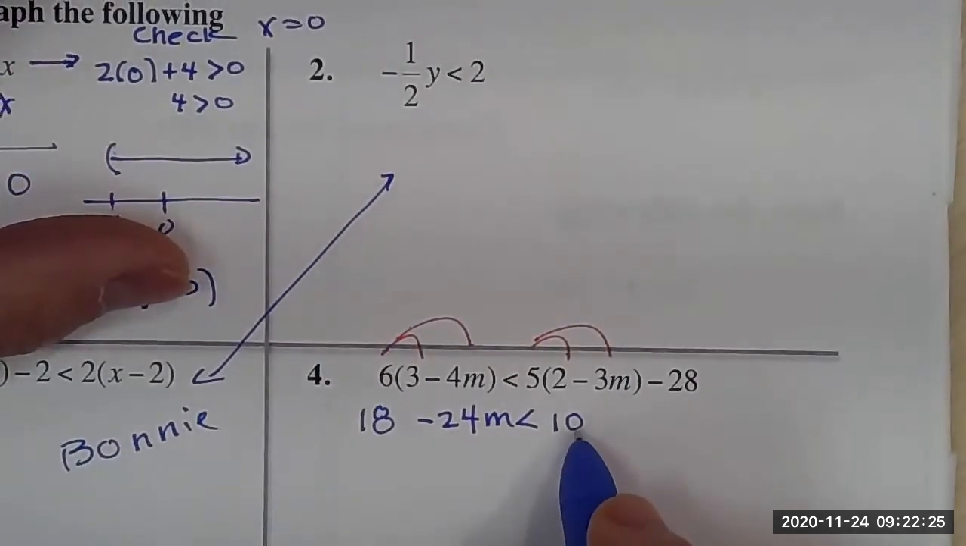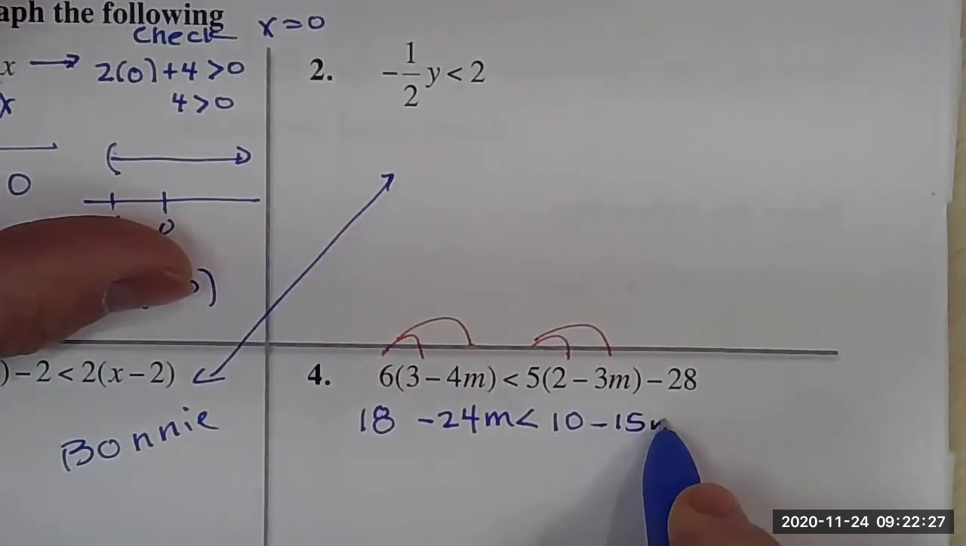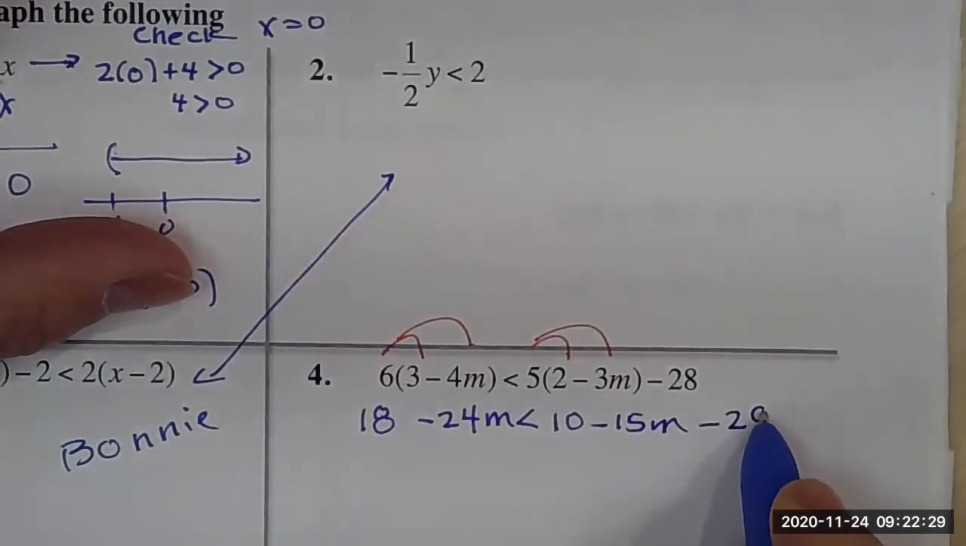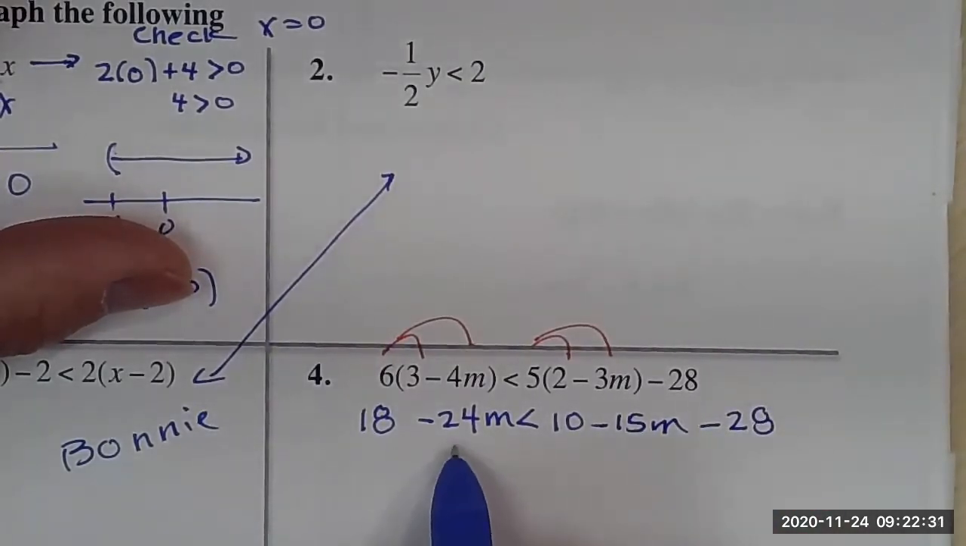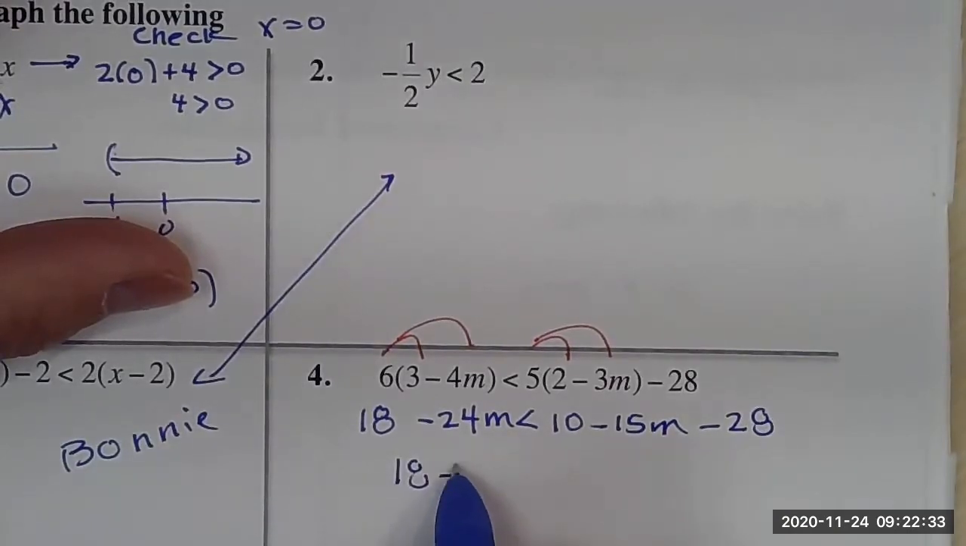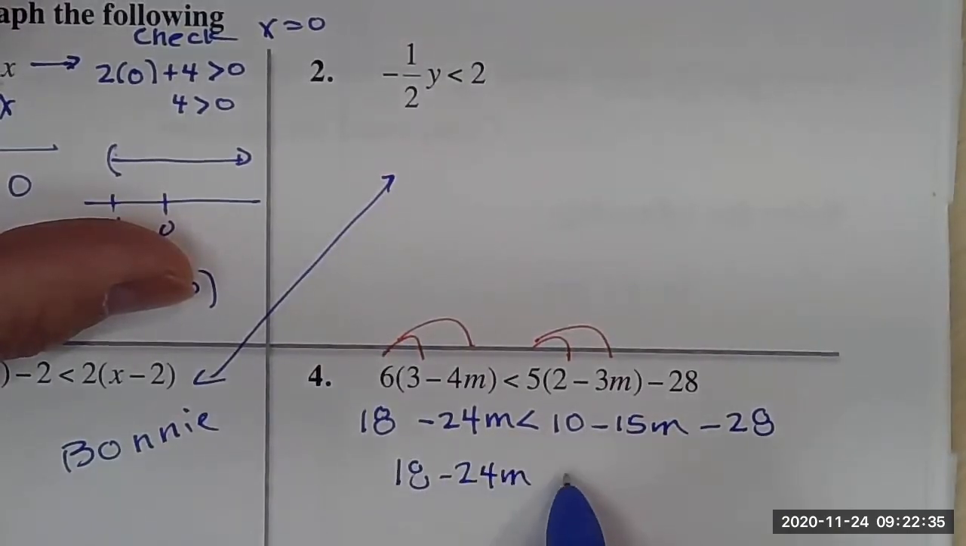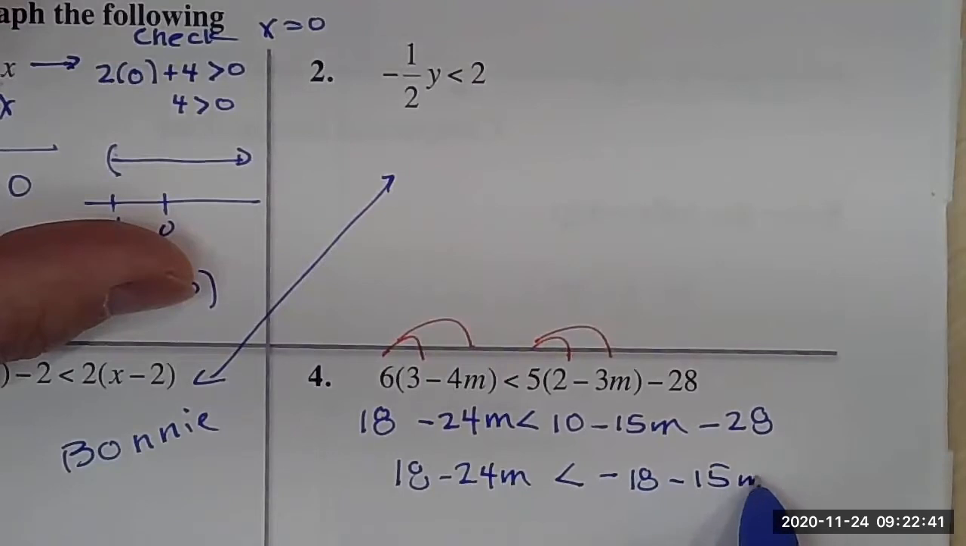So I didn't make a mistake here. Minus 15M doesn't look like a mistake. Minus 28. Collect like terms, nothing over here. So still 18 subtract 24M less than, okay, combine like terms, negative 18, I think. Subtract 15M. Excuse me.